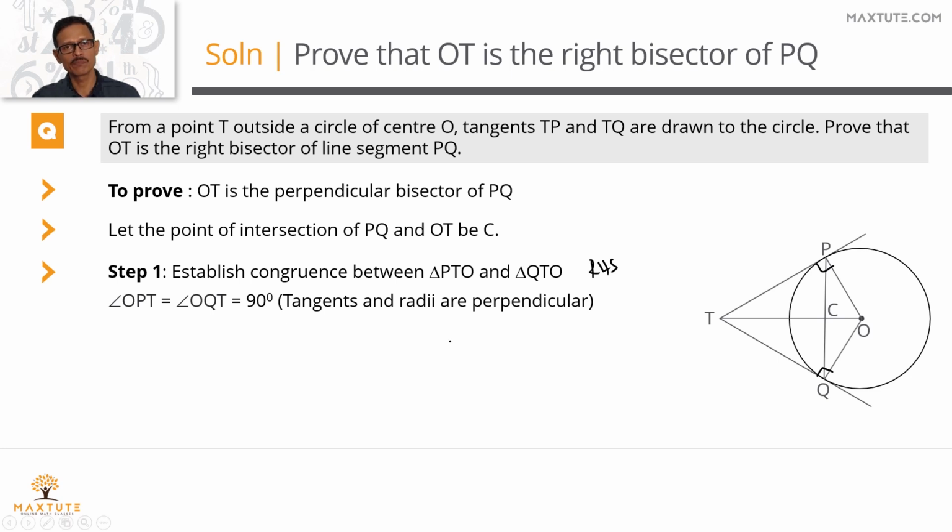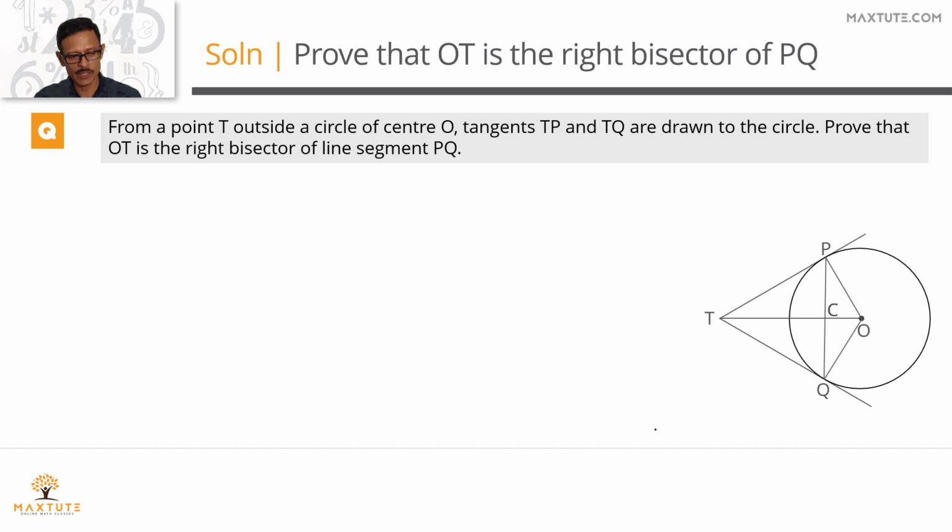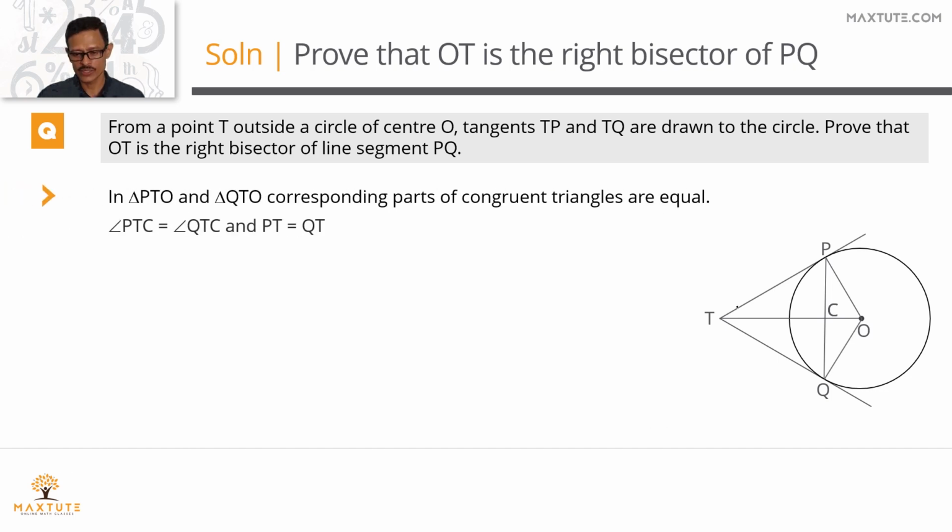Tangent and radii are perpendicular at the place where the tangent meets a circle. OP and OQ are radii and TO is a common hypotenuse. So right angle, hypotenuse and side. By that we've established that these two triangles are congruent triangles. Let's move on to corresponding parts of congruent triangles. We're going to establish two things. One, these two angles are equal in triangle OPT and OQT. And two, sides PT and QT are equal. So we establish these two right now.